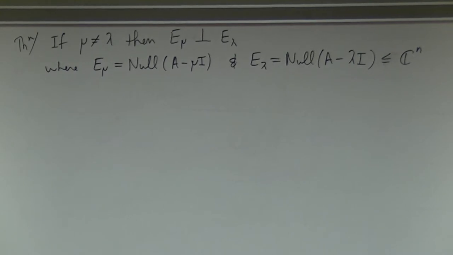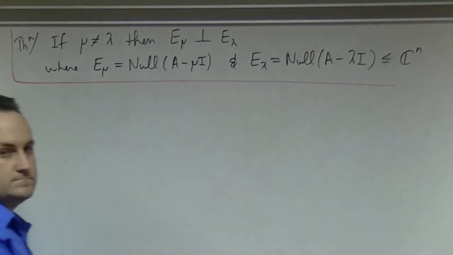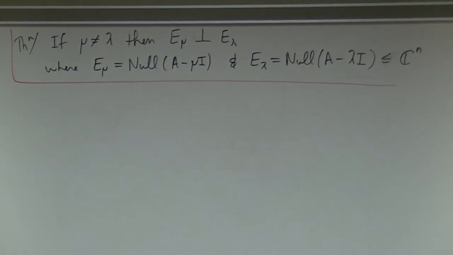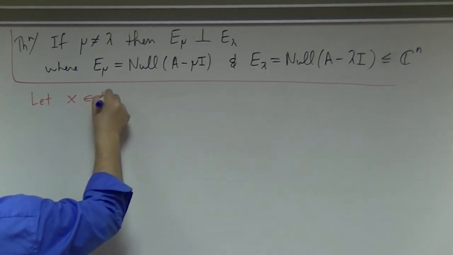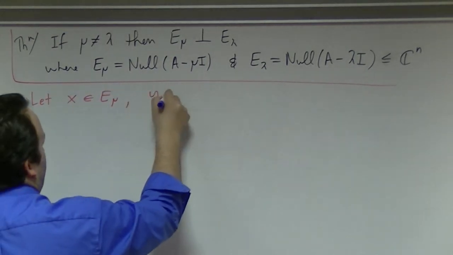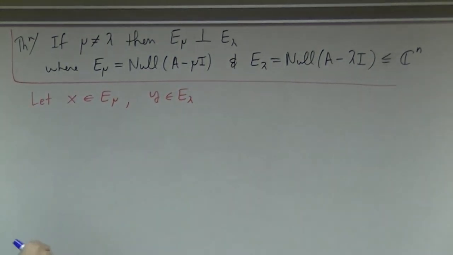How do you prove this? Would you take the dot product of those two things to show that you can do it? Yeah, pretty much. So let x be an element of E mu, let y be an element of E lambda, both non-zero, because we already know zero is perpendicular to everything else.